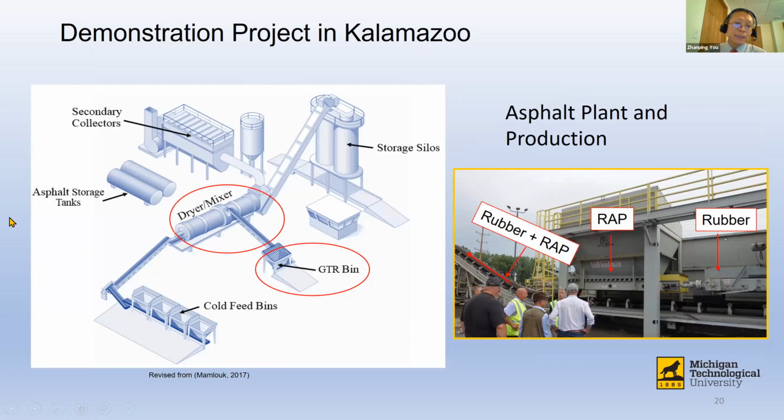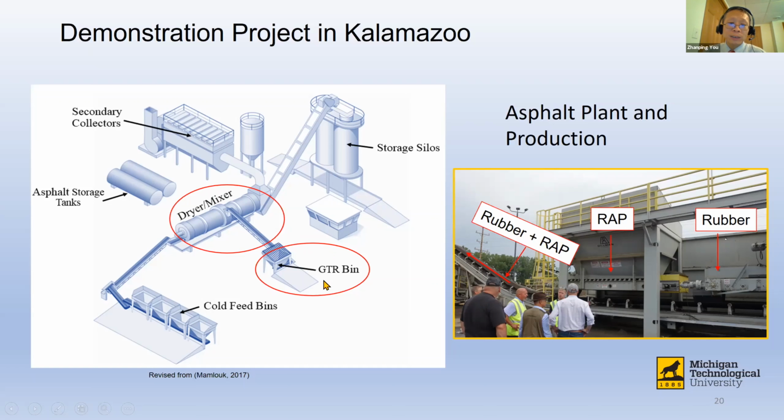So here is an overview of a typical asphalt plant. The major components here are the dryer and mixer, which heat up all the aggregates, all the recycled asphalt, and all the materials, so they are blended well, and then shipped to the silo here. The silo drops the asphalt mixtures so that the truck can transfer the materials to the job site.